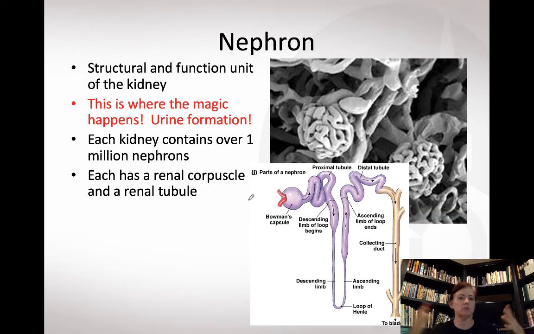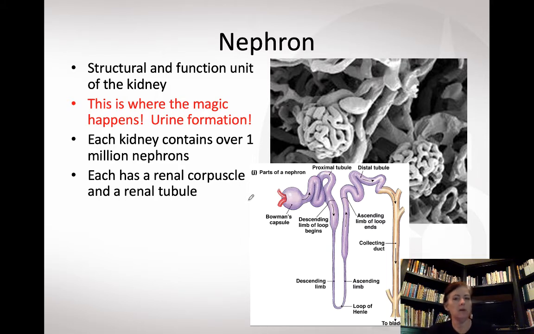Okay, so we've looked at gross anatomy. Now let's go in and we'll look at the microscopic anatomy of the kidney. So this is basically looking at the nephron. So nephrons are very, very tiny. Each one of your kidneys has about 1 million nephrons in it. So they are very tiny, and they are considered to be the structural and functional unit of the kidney. This is where all the magic happens. This is how urine is formed, and this is how kidneys do their job.